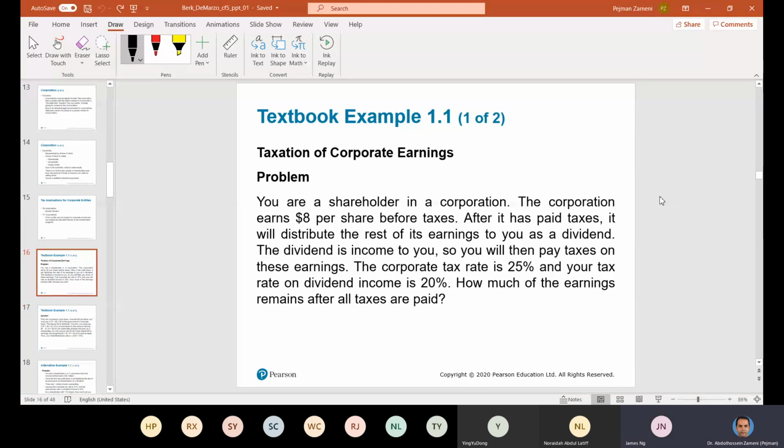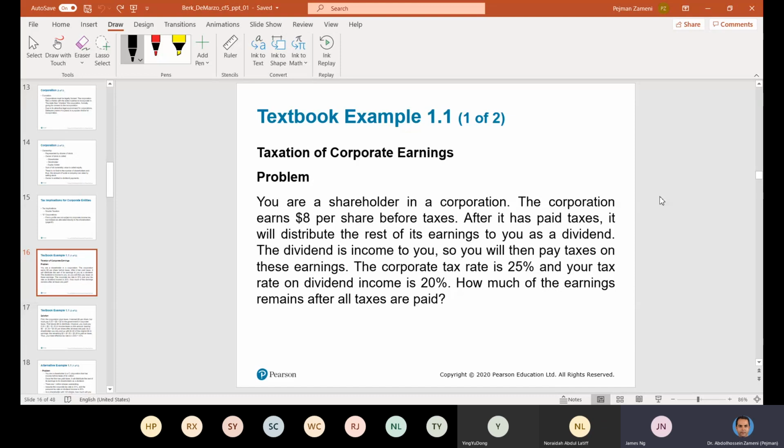There is an example, let's see. Taxation of corporate earnings, problem. You are a shareholder in a corporation. The corporation earns $8 per share before taxes. After it has paid taxes, it will distribute the rest of its earning to you as a dividend. The dividend is income to you, so you will then pay taxes on these earnings. The corporate tax rate is 25% and your tax rate on dividend income is 20%. How much of the earnings remain after all taxes are paid?